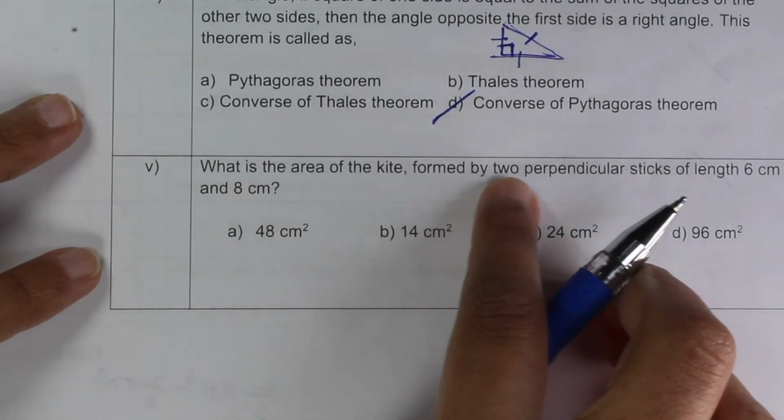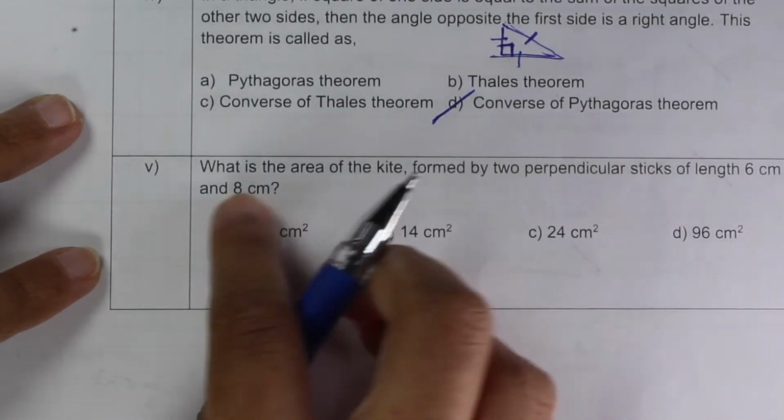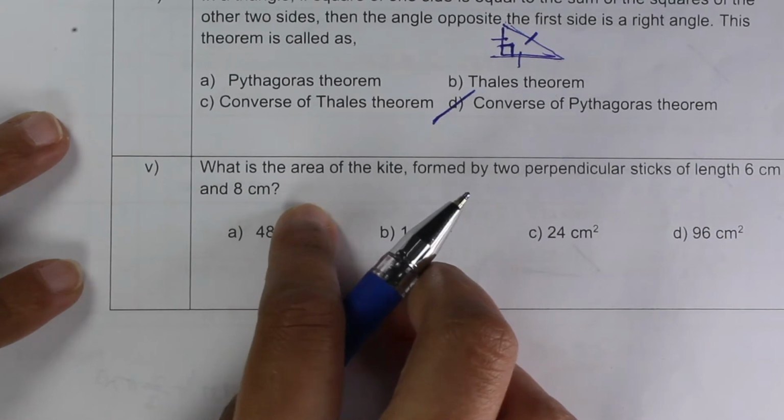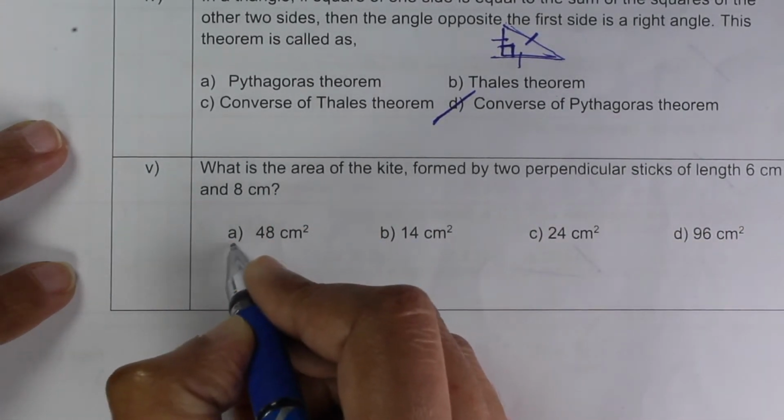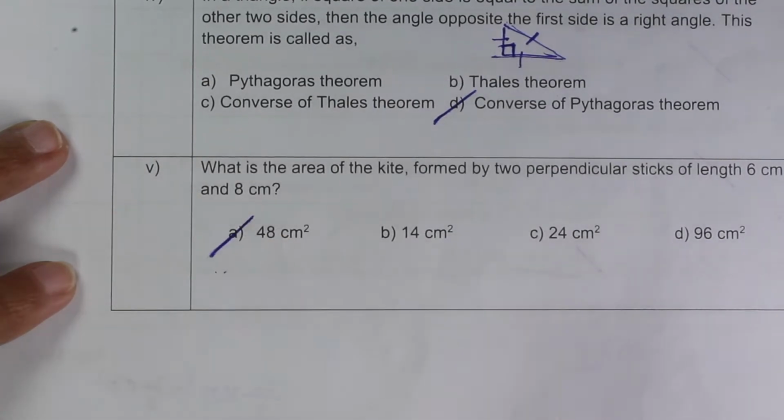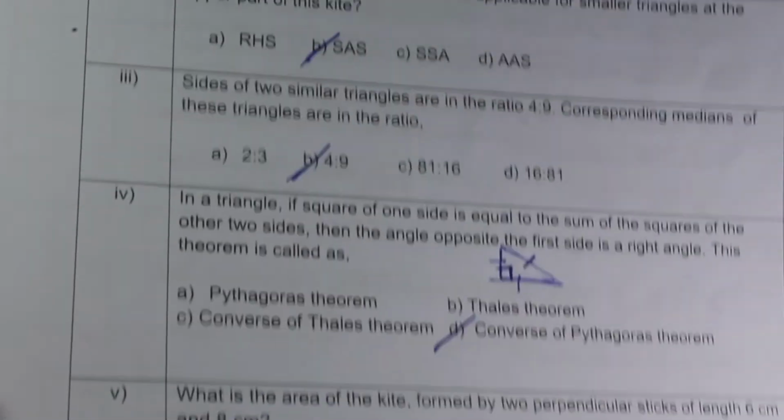What is the area of the kite formed by two perpendicular sticks of length 6 meters and 8 centimeters? So it will be the product of the diagonal lengths divided by two, that is 8 into 6, 48 centimeters square. Answer is A.